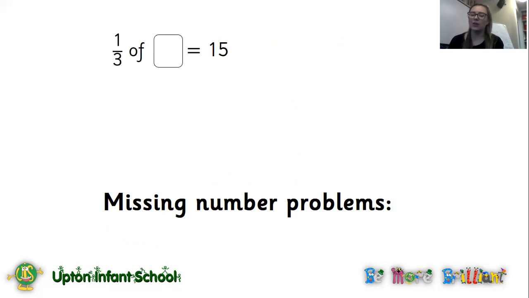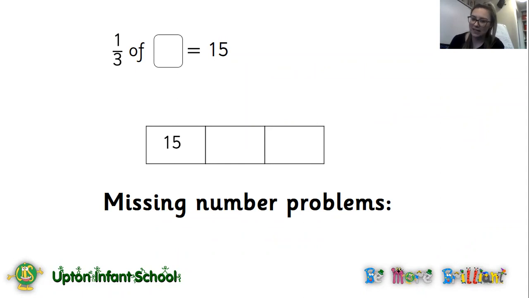We also had a look at these missing number problems, and they were quite tricky. So we were given what the part was, but we weren't given what the whole number was. So it says 1/3 of something is 15. And we just didn't know what that was, because we know what one part is. That means it's 15. So we had to do some adding here to work out what the answer was.